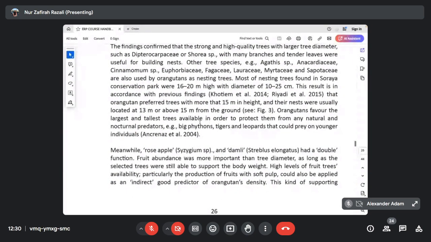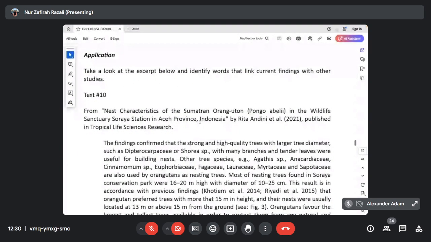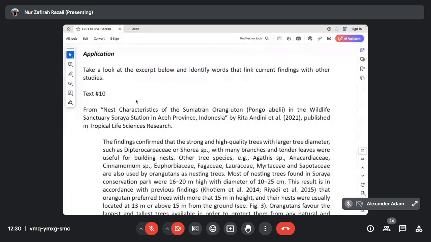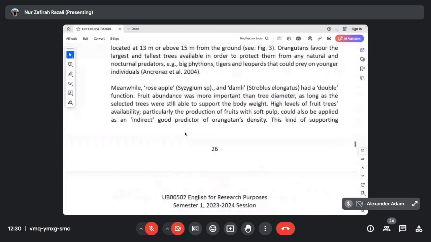So let's take a look at the application here, text 10. From "Nest characteristics of the Sumatran orangutan Pongo abelii in the Wildlife Sanctuary Soraya Station in Aceh Province, Indonesia" by Rita Dini et al. 2021, published in Tropical Life Sciences Research.